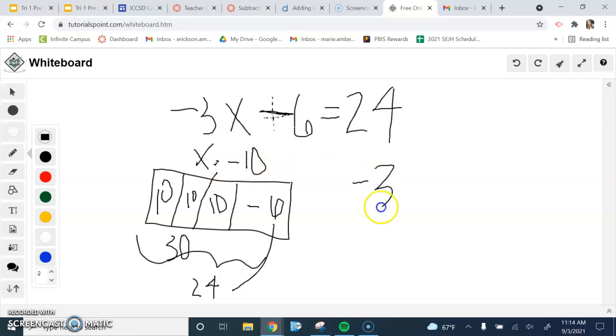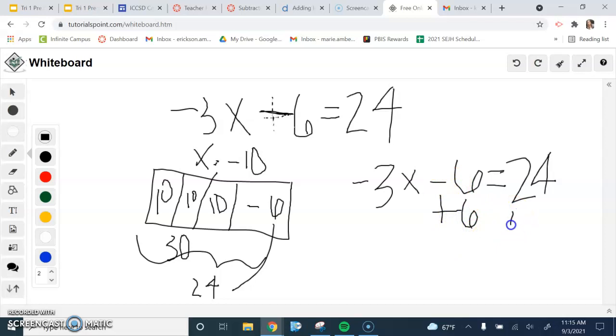So if we do this with backwards PEMDAS, negative 3x minus 6 equals 24. We start with any addition or subtraction. We have subtraction, so we need to do the 0 pair, which would be a plus 6, the opposite, right? Do that on this side. And we would get negative 3x, because that becomes a 0 pair, equals 30.